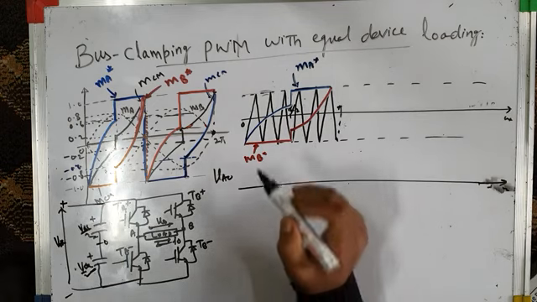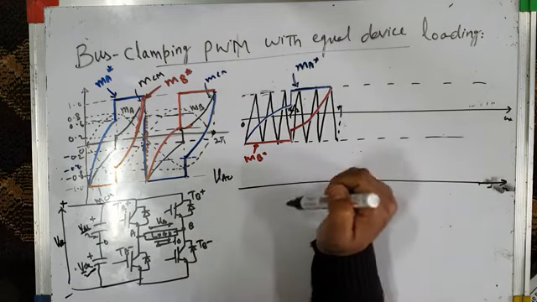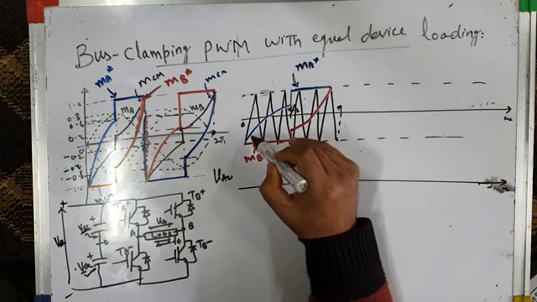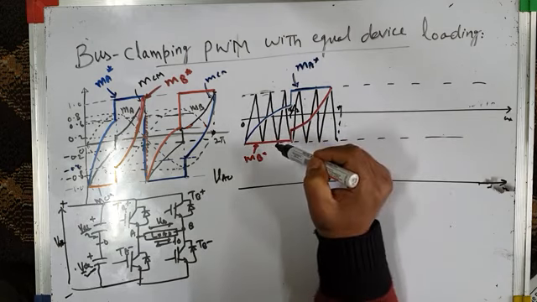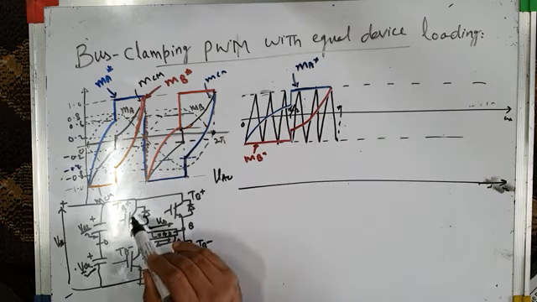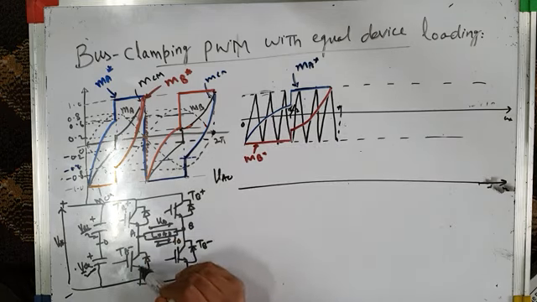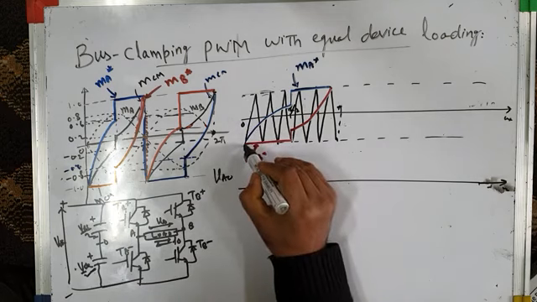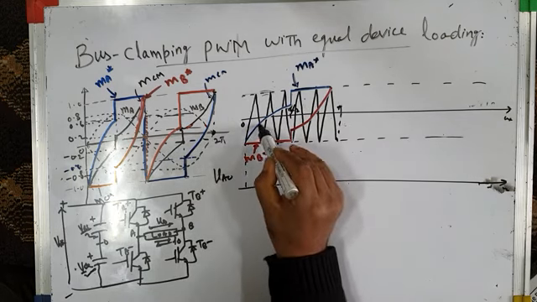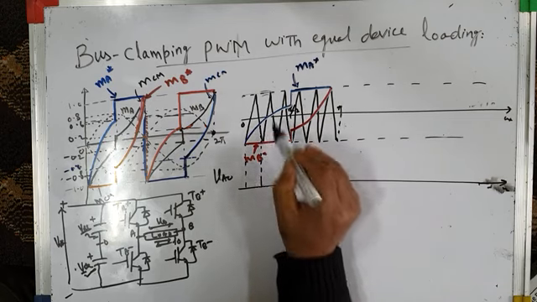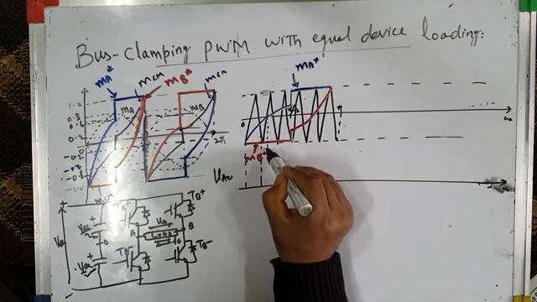Now, the logic is whenever the modulating reference wave is higher in amplitude than the triangular carrier wave, the top switch of leg A is on, otherwise the bottom switch of leg A is on. Let us see from this instant to this instant. From this instant, let me first of all draw all these projections, these points of intersection.